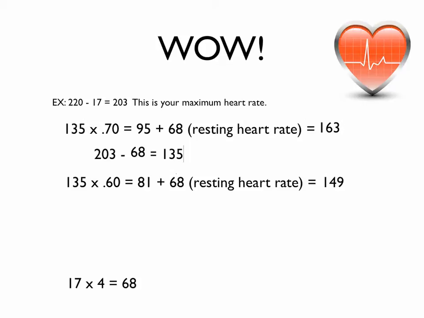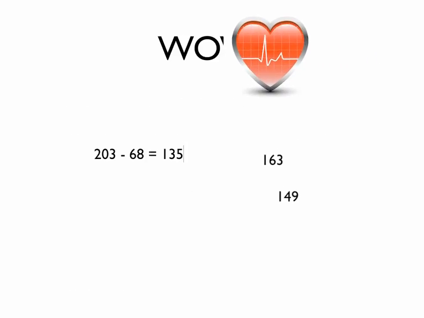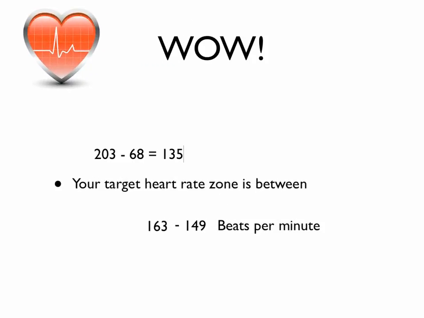Now, to get the low end, we multiply it by 0.60. That equals 81. 81 plus your resting heart rate would be 149. And this is the low end of your target zone. It's either called target or training, it's really interchangeable. So if you were working out, you would want your heart rate to stay between 149 and 163. And that is beats per minute. That is your target heart rate zone.